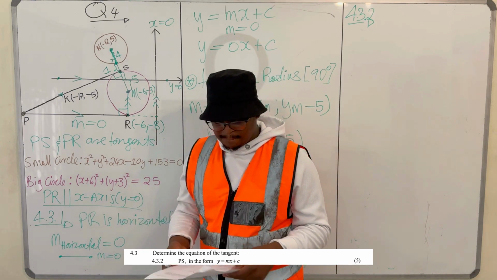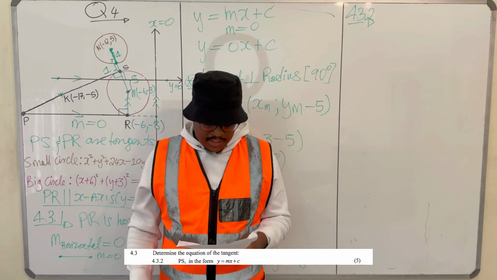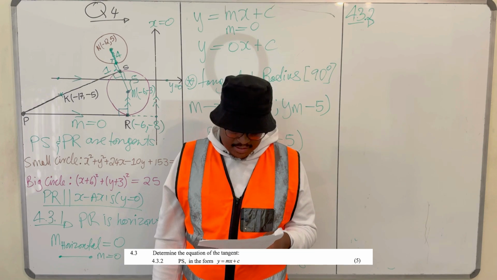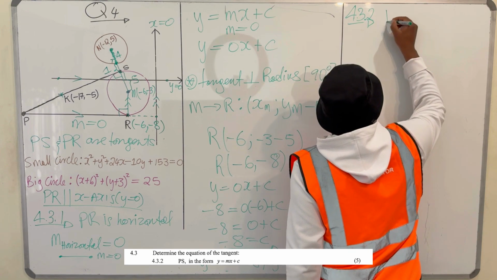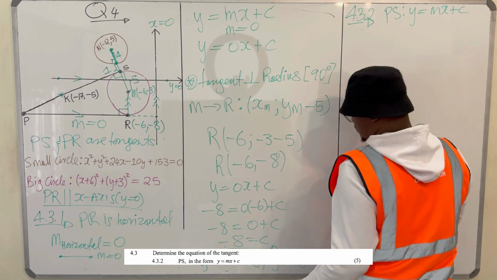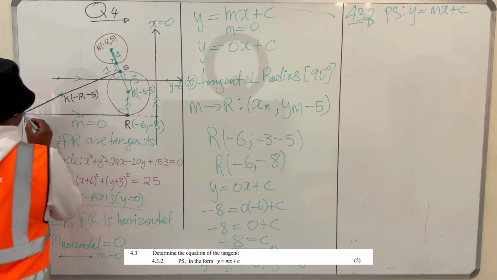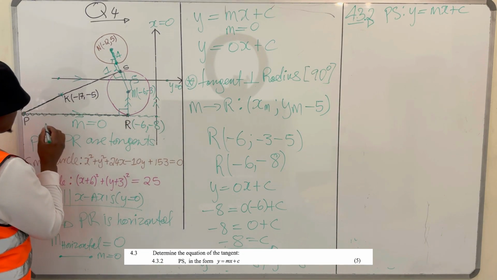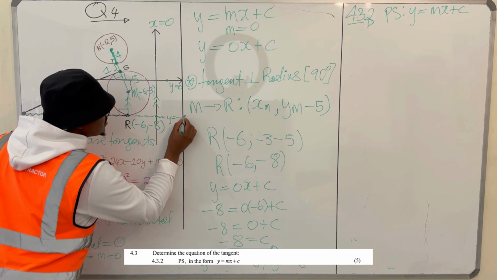What are they saying now at 4.3.2? Determine the equation of the tangent PS in the form y = mx + c. That is what they want us to find. We have the equation of PR, this tangent, which is y = -8.